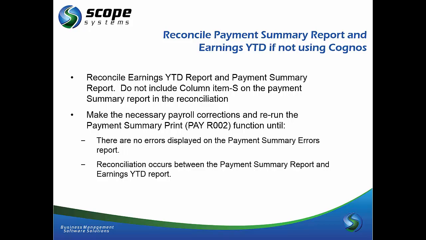If you've got any imbalances, the first thing you need to do is really check your pay codes, but you should have done that earlier, so you should reconcile. If you don't reconcile, you could try running the pay code report, and that might show you which pay code is causing the problem for you. If you don't balance, make the necessary corrections and rerun the payment summary print until there are no errors on the payment summary errors report and reconciliation occurs between the two reports.